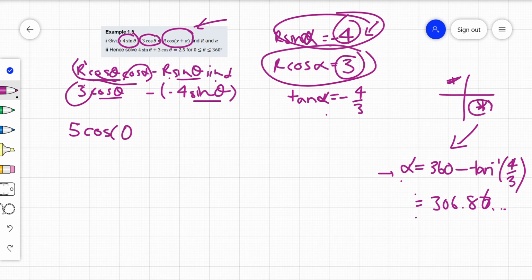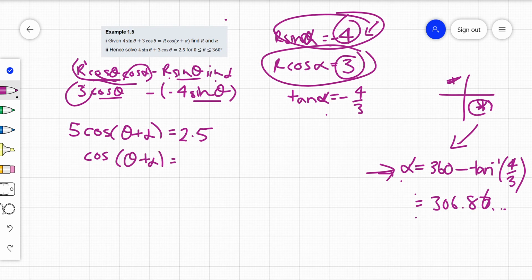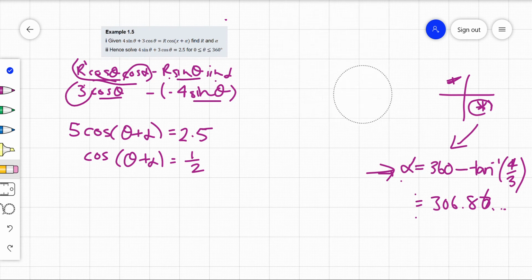So now I've changed from 4 sine theta plus 3 cos theta, which I can't solve, so I'm putting it all in one: 5 cos of theta plus alpha, where alpha is this over here. Now I can solve, because it says hence solve, so I've jumped right to this equation. There's also a little tricky part here. This is easy, 2.5, so we're looking for a half. That would be easy usually, but remember, I've got our alpha there.